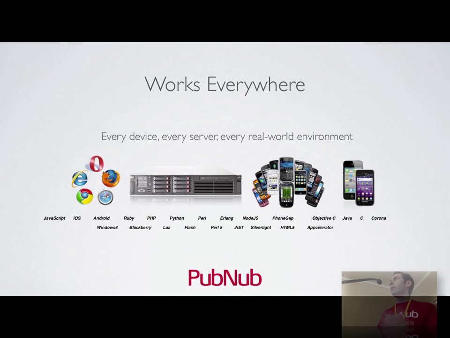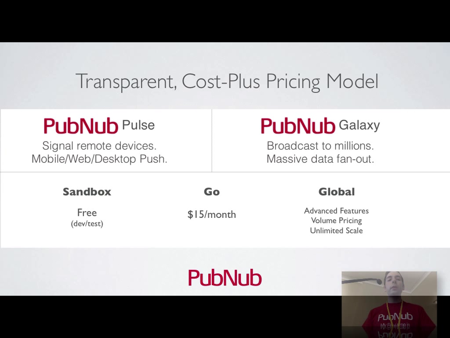I mean, we provide a lot with our API. So what's our business model? We have a transparent pricing model. We have a free sandbox tier, so you can have 1 million messages per month for free, and then it's $1 per million after that. And once you get out of sandbox, you can go for $15 a month. And then we've got a global tier that offers some awesome features.